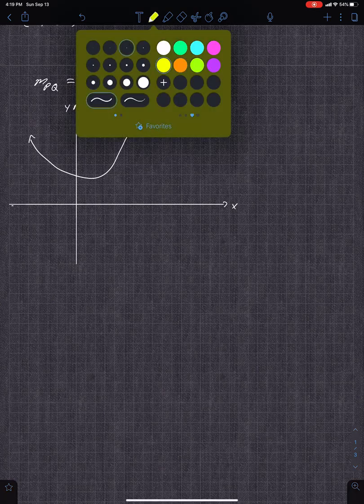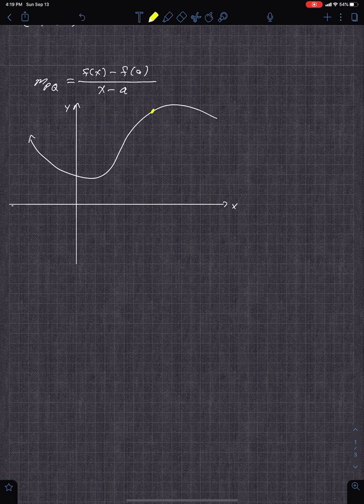So we have a point here, P, and another point here, Q. And you first have that secant line like that. And then what happens, and this is something we did talk about before, is we're going to suppose x approaches a, but x never equals a.